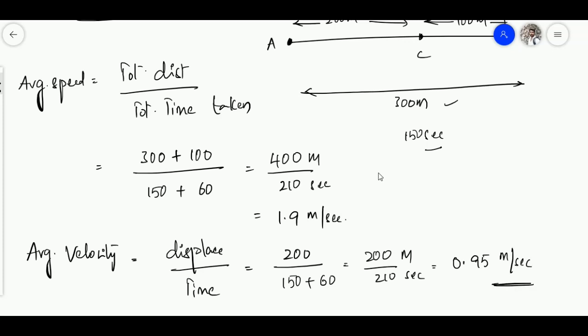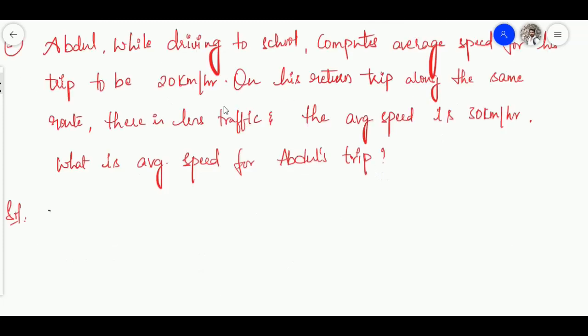Here we have to go with the displacement. From the figure we can get to know the displacement as 200 meters. Coming to the time, we have to take the same entire time to reach C. Maybe the path has been different, but the time taken will be the same as in the calculation of average speed. Coming to the third question, this is somewhat typical one.